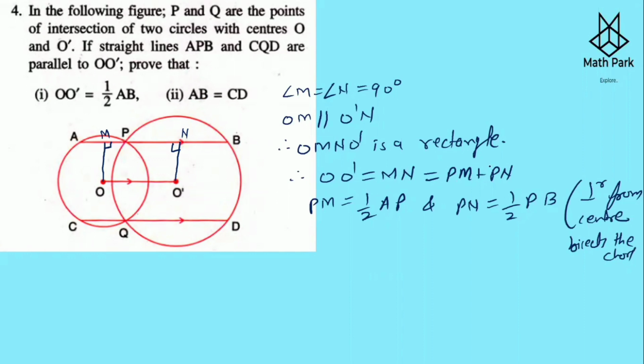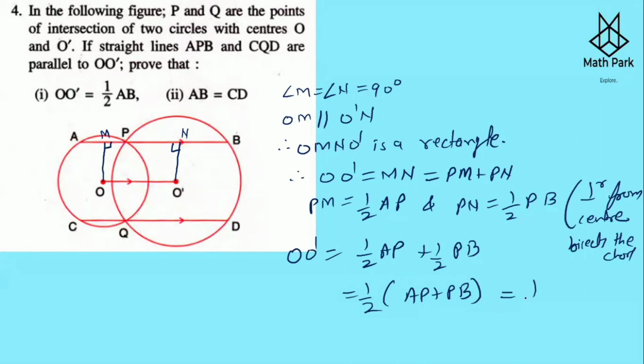Now, since your OO dash is equal to PM plus PN, in place of PM, I'll put half of AP, and in place of PN, I'll put half of PB. So let us take this half common, you get half of AP plus PB, and AP plus PB is nothing but AB. So this is how you get OO dash is equal to half AB, hence proved. We have done with the first part.